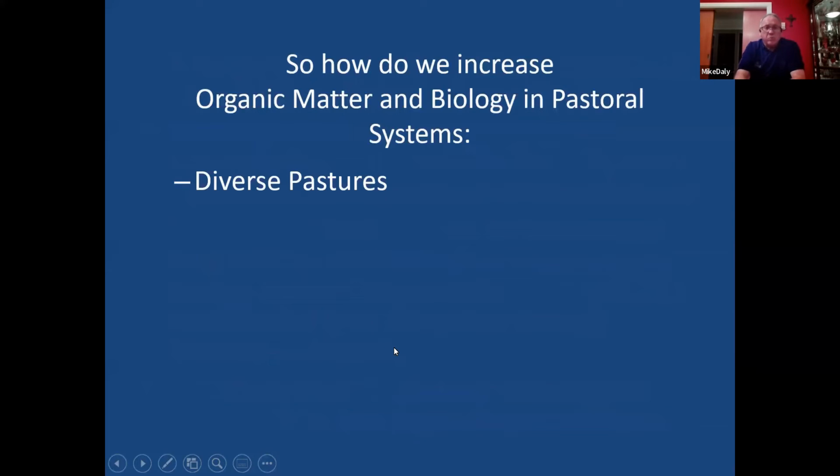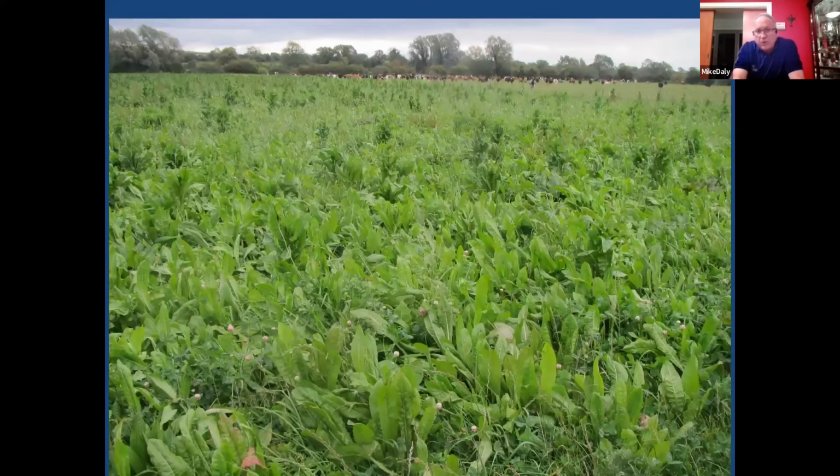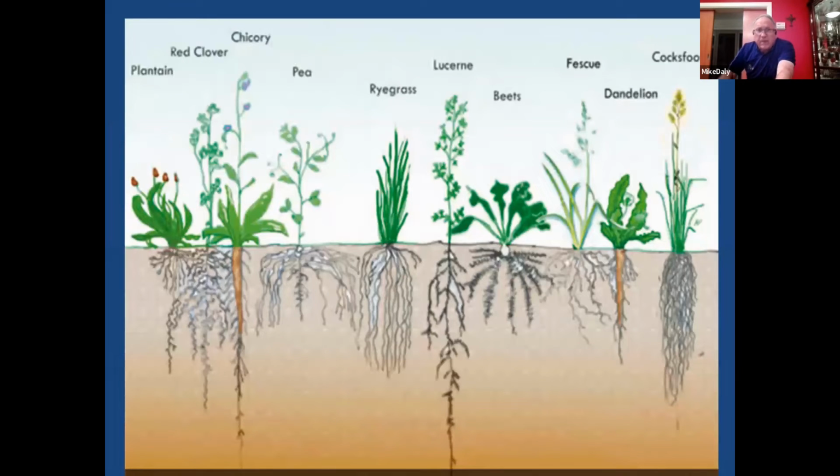Diverse pastures. This is one of the things that I researched when I was at AgResearch. We called them multi-species pastures or mixed herb layers. There's a good example of a diverse pasture. It's got legumes, grasses, and herbs. This diagram shows how the different plant types grow and their root systems. You see the chicory there with the big taproot. It can go down and break up some of the harder subsoil. Some of these other plants have more fibrous roots. So diversity of plants gives you a diversity of rooting systems.